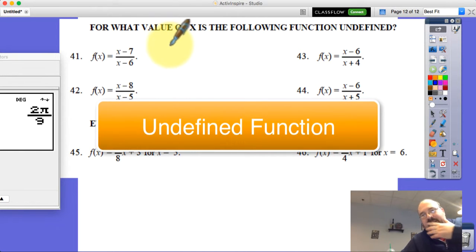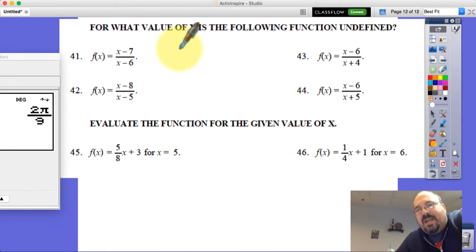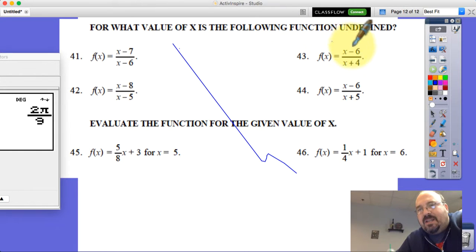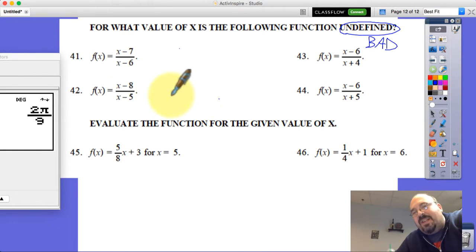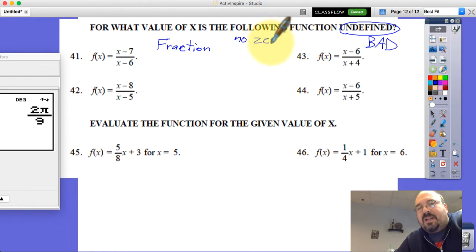Okay, so the next problem says what value of x causes the function to be undefined? Basically, the word undefined is bad. It means you can't do it. So as I look at these functions that I've been given, there's one thing that's bad about these, what I would call fractions. The one thing that you always want to avoid with fractions is you don't want zeros in the denominator. Okay, no zeros in the denominator.